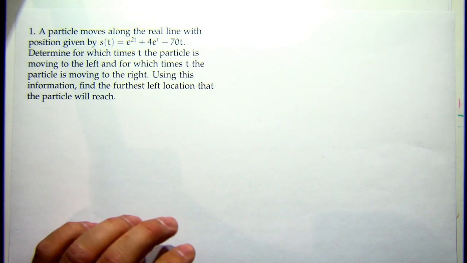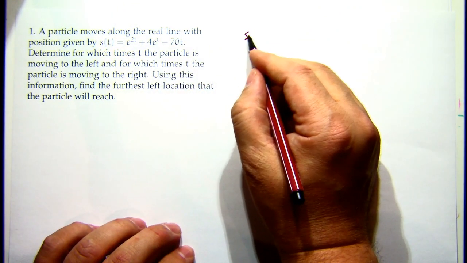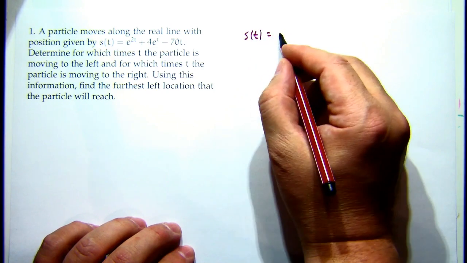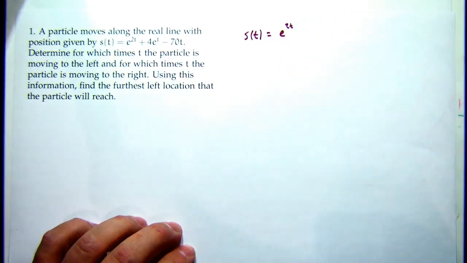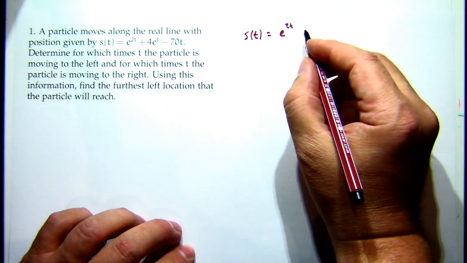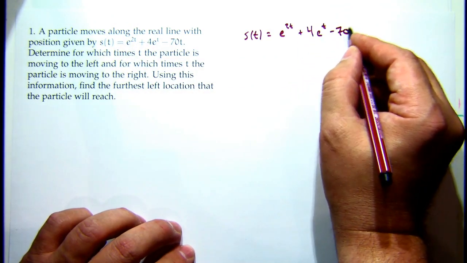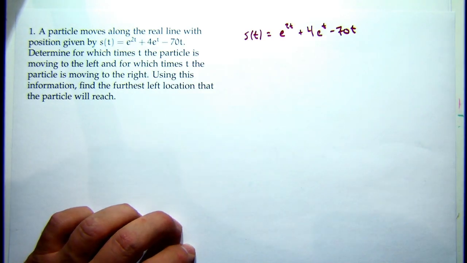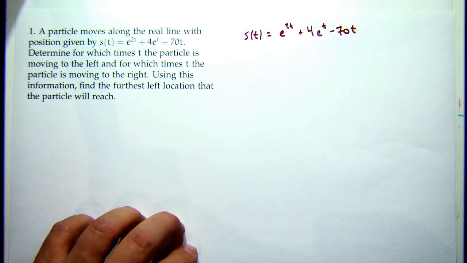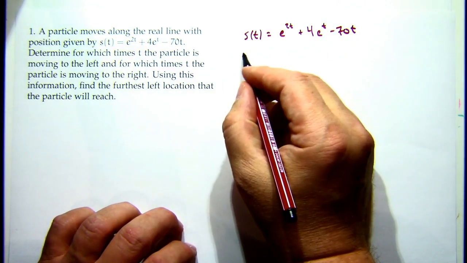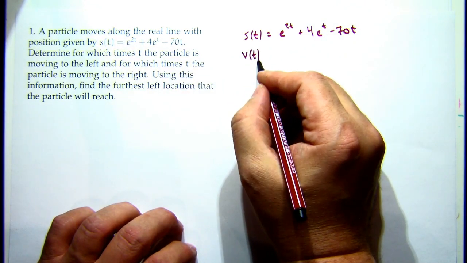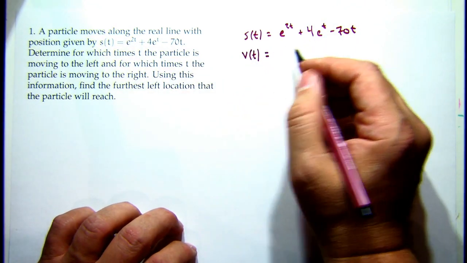All right, so here we have position. Now, it's asking about when it's moving left and right. Well, that's asking how is the position changing. If I want to know how the position changes, what do I look at? Velocity. In general, though, if I want to know how something is changing, I look at derivative. So this is really saying, take a look at the velocity, which is the derivative.